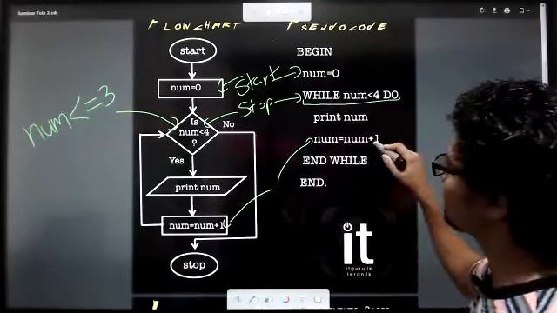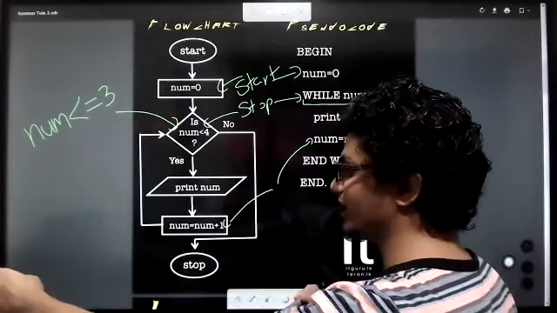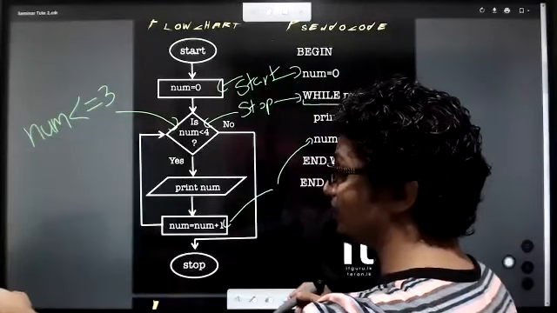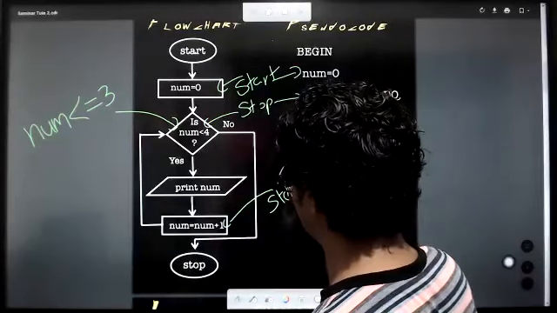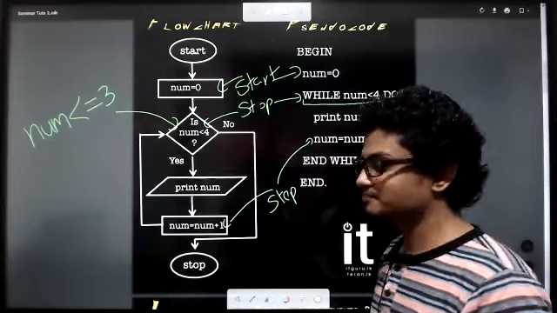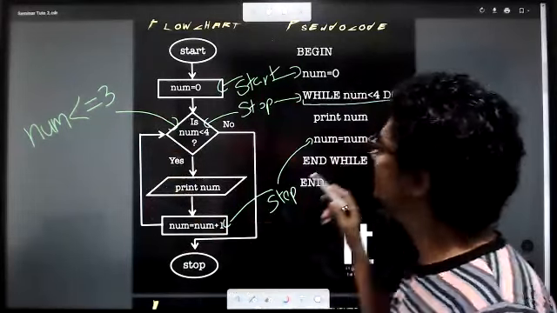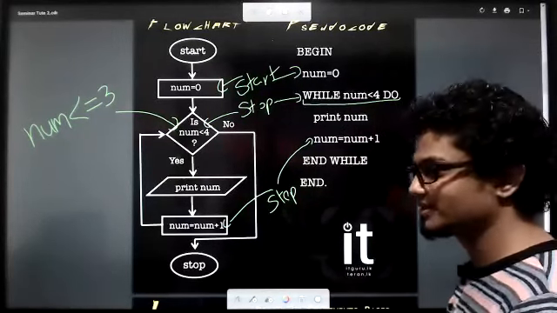So here, num equals num plus 1 is going to define what, kids? Num equals num plus 1 is the step. Very good. That defines the step. In this section, we are going to have the iteration, the loop, in the pseudocode.